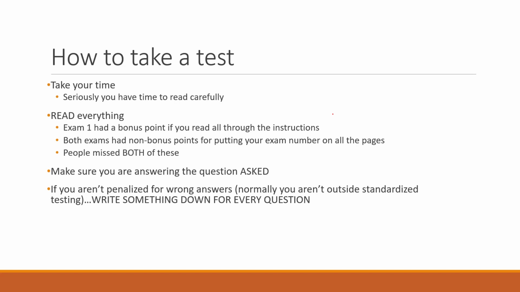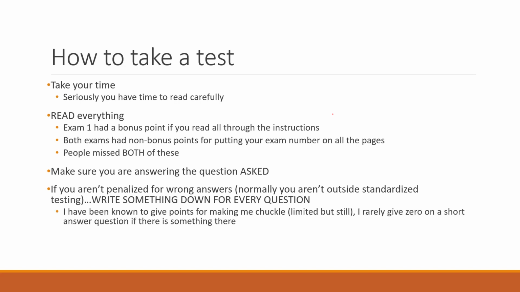If you're not penalized for a wrong answer, which normally only happens in true standardized tests, then put something down for every question. While it makes my life easier to be able to say 0 on a question, it frustrates me. The only times I have put a 0 down in 2023 are when there is nothing written down on the page. People that wrote down, I don't know, or I should have known this, but I forgot, still got 0.1. I will also give points for people that make me chuckle. I very rarely will give you a 0 on a short answer question. I can't really help you on the matching, true false, whatever.